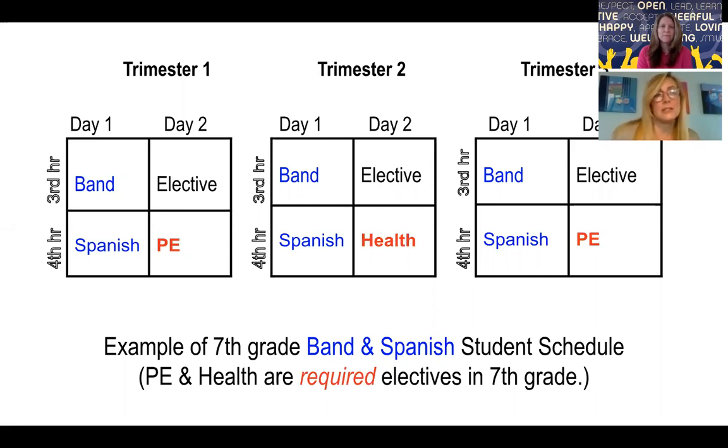It's kind of like a sandwich. So you've got your core classes first and second hour, and then you go into lunch between second and third hour. And then after lunch, you're going to head to your elective classes, which are third and fourth hour. And towards the end of the day, you will go back to your core classes, which are fifth and sixth hour. You do get a snack in fifth hour.